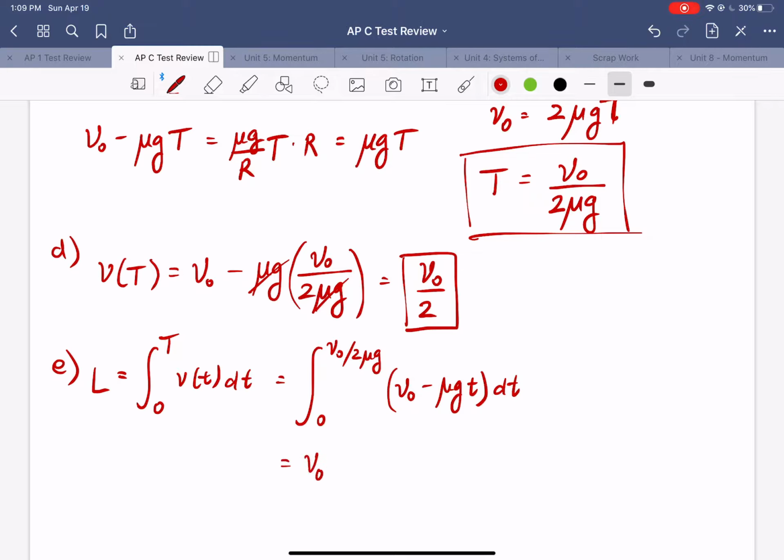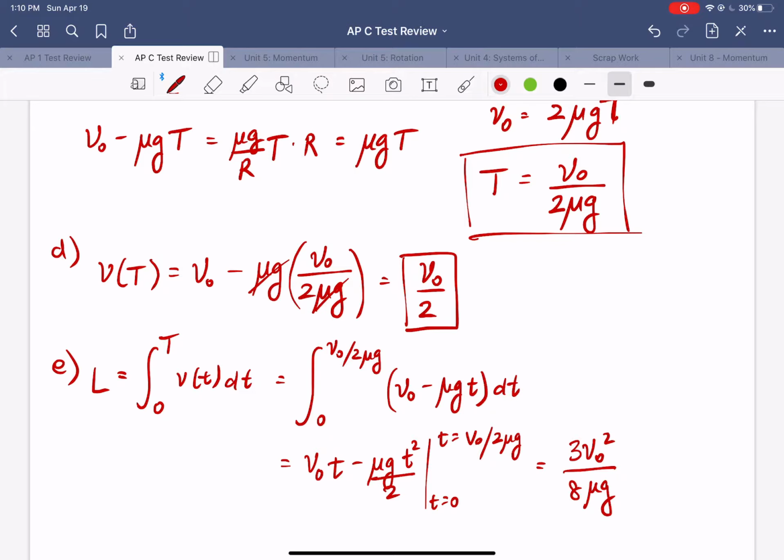Okay, so if we do this, we can write this integral as v0 times t, that's the first term. The second term is going to be quadratic, so t becomes t squared over 2. And then we will plug in t equals 0 and t equals v naught over 2 mu g. So there's a little bit of algebra here to plug things in and simplify, but you should eventually get 3 v0 squared over 8 mu g.